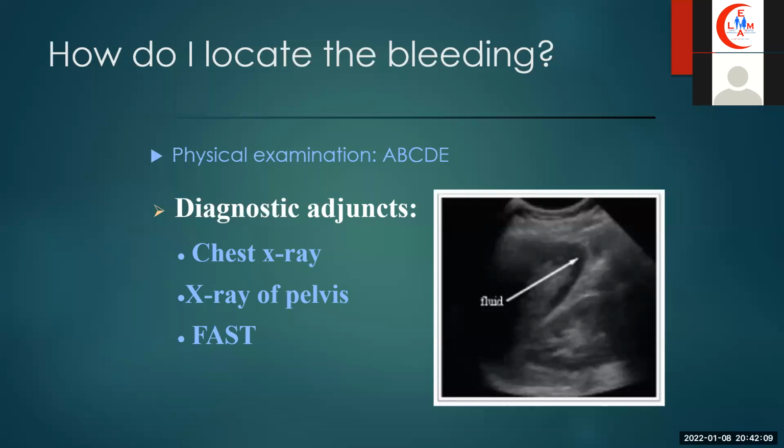The FAST scan, if it is negative initially, doesn't mean that the patient doesn't have an internal bleed. So you have to do serial tests, because sometimes the first test might be negative, but when you do the second one, especially if the patient deteriorates, you might find free fluid in the abdomen. And it also needs an experienced physician to do that, because it differs from one person to another.